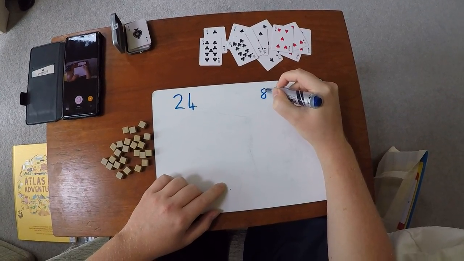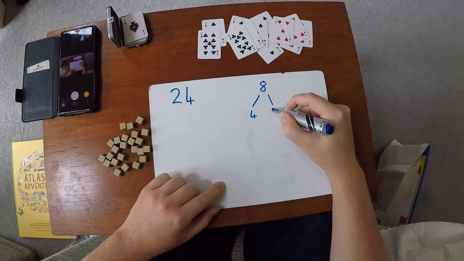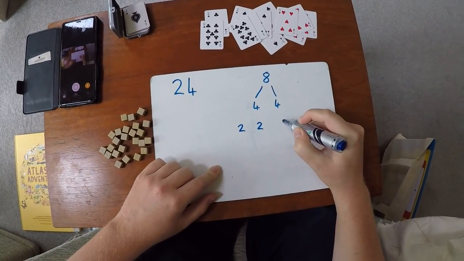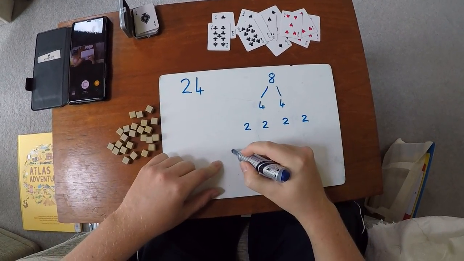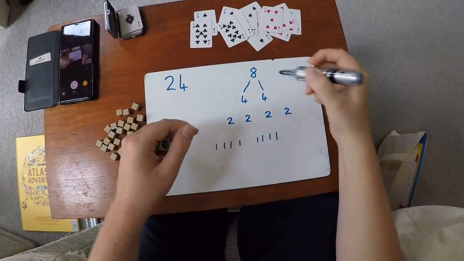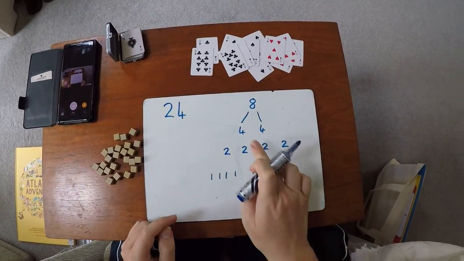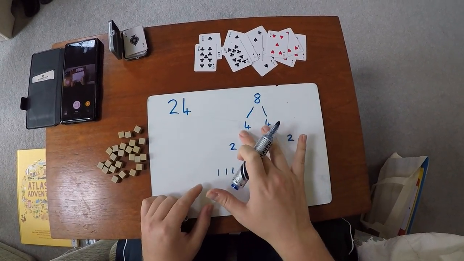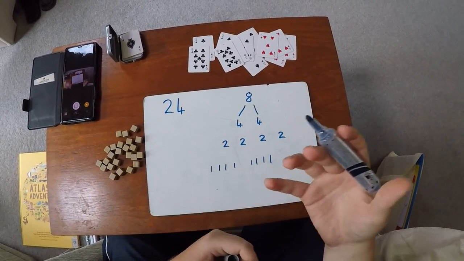8, we could split that into two equal parts of 4 and 4. We could split that into 4 equal parts of 2 and 2 and 2 and 2. We could split that into 8 equal parts of 1. So our number 8 can be split into equal parts in lots of different ways: 2 equal parts, 4 equal parts, 8 equal parts. But as long as those parts are the same, then we're getting equal parts.